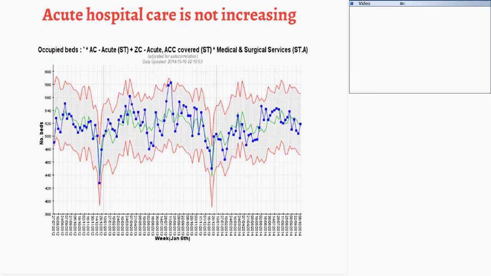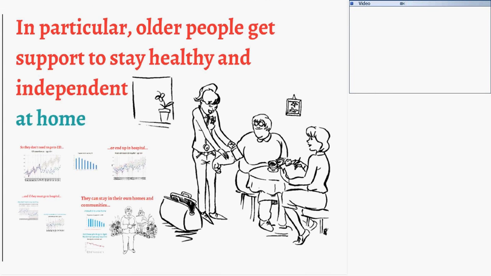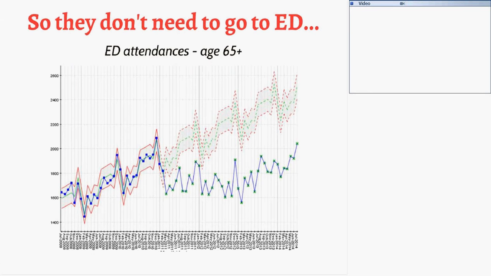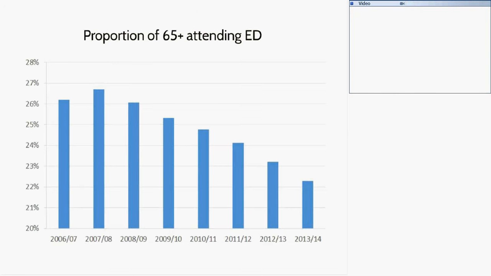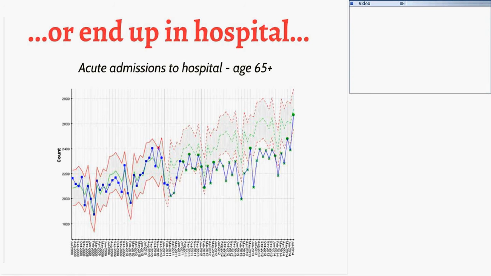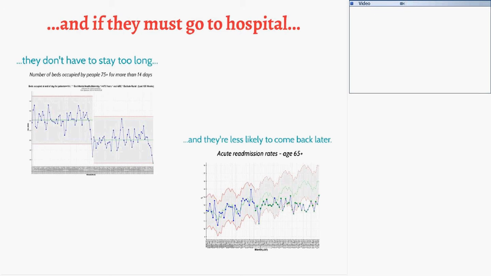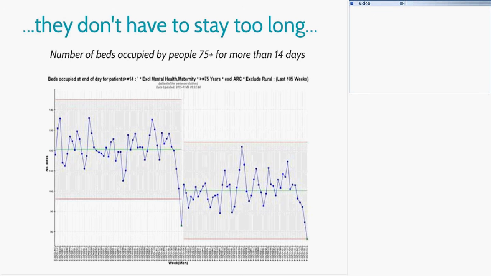People get well to stay and self-manage in their own homes. So we have now managed to plateau our acute hospital care. In particular, elderly people are getting support to stay healthy and independent at home, so they don't need to go to ED, and this is the ED attendances for those aged 65 years and older, and remembering that these are the oldest part of our population and the most rapidly growing part of our population. The proportion of 65s attending ED continuing to drop or ending up in hospital, and if they do go to hospital, they don't stay as long.